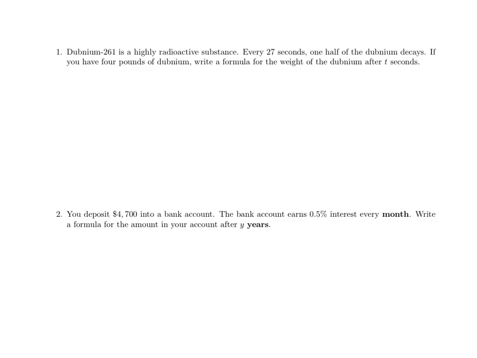Let's begin with the first question. Dubnium-261 is a highly radioactive substance, and every 27 seconds, half of it decays. So that 27 seconds is its half-life. If you have 4 pounds of dubnium, write a formula for the weight of the dubnium after t seconds.